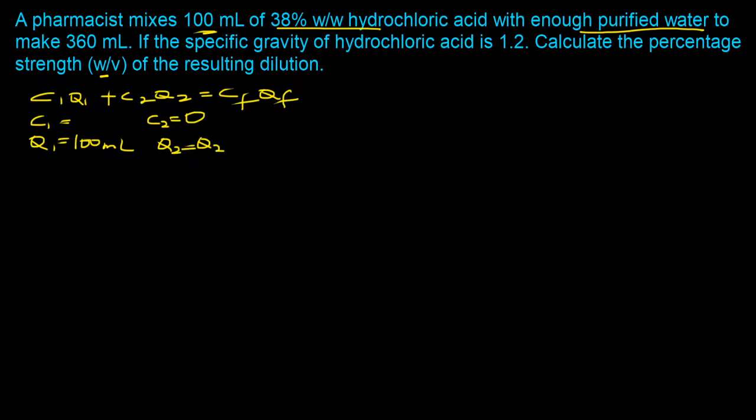Q2 we don't know, so that will be Q2. And C final, we actually don't know this time around. So C final is C final. And Q final is giving us 360 milliliters. So the difference between this question and the previous two questions is this time we're looking for C final. And in those two, we had already been given what C final is.